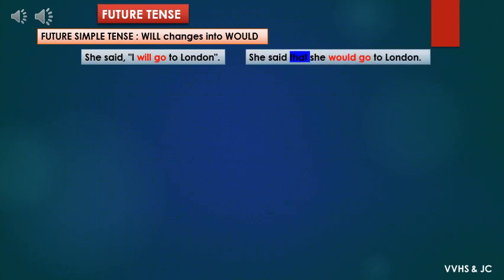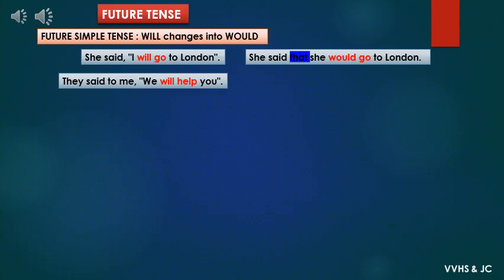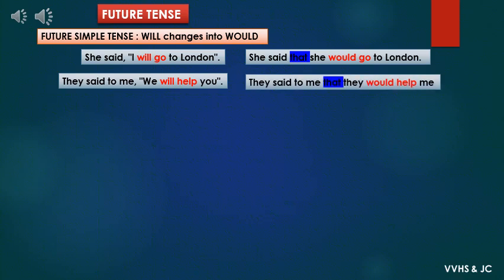Now let's see what will happen when the quote is in future tense. Simple future tense will change into would. She said, "I will go to London." The indirect speech will be, she said that she would go to London. The other sentence is, they said to me, "We will help you." The indirect speech will be, they said to me that they would help me.